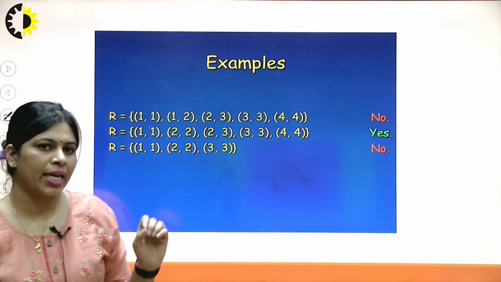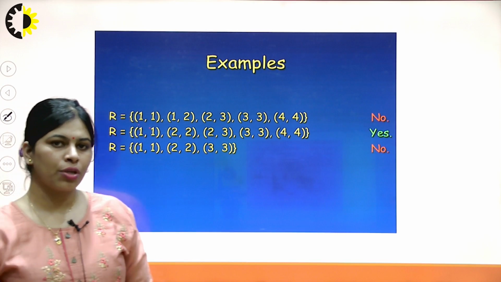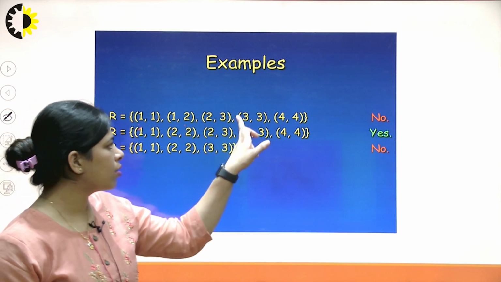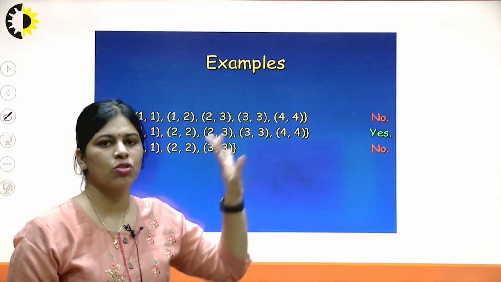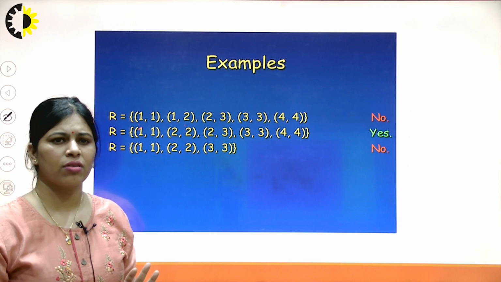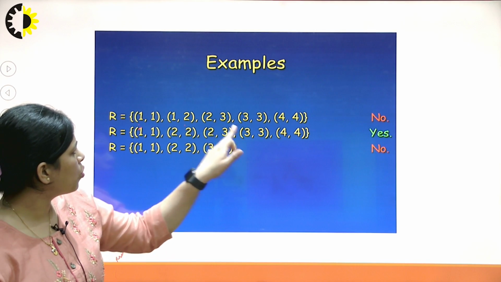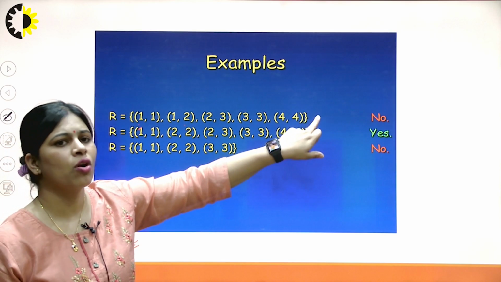If I am taking an example, a set 1 2 3 4, then 1 1, 2 2, 3 3, 4 4 should be in a relation, which is called reflexive. So what do you mean by reflexivity? If there is no 2 2 in a relation R, then it is not reflexive.